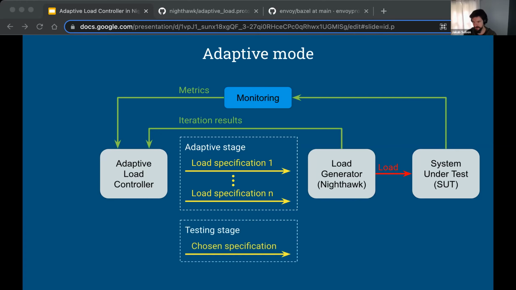Once we move to the testing stage, we run one last iteration of Nighthawk with the chosen specification. And at the end of the test, we collect results into the database. It is also possible for the adaptive controller to decide that it cannot converge and fail, which could happen for some impossible settings. Like, for example, if already the initial value that we start the search with places the system under stress, that's a reason to say we will never converge.